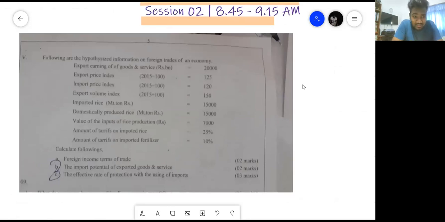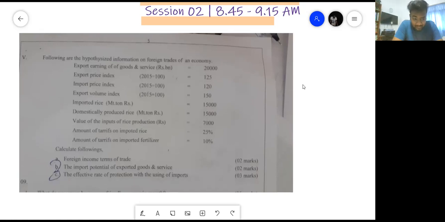Following is hypothesized information on the foreign trade of an economy. Export earnings of goods and services 20,000. Export price index 125, import price index 120, export volume index 150. Imported rice, millions of tons, rupees 15,000. Domestically produced rice 15,000. Value of the inputs of rice production 7,000. Amount of tariffs on imported rice 25. Amount of tariffs on imported fertilizer 10.